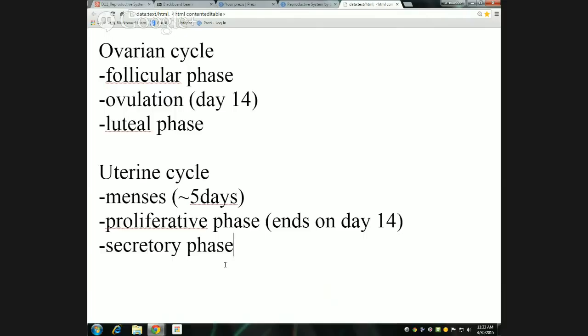Now, like I pointed out in the figure I showed you a little bit ago, it says estradiol for the follicular phase and ovulation, then says progesterone under the luteal phase. In the luteal phase, it's actually still releasing some estradiol, but not nearly as much as the progesterone that's being released. And so progesterone stimulates the secretory phase in the uterus. Okay. So just a quick summary of those points that I've made there.